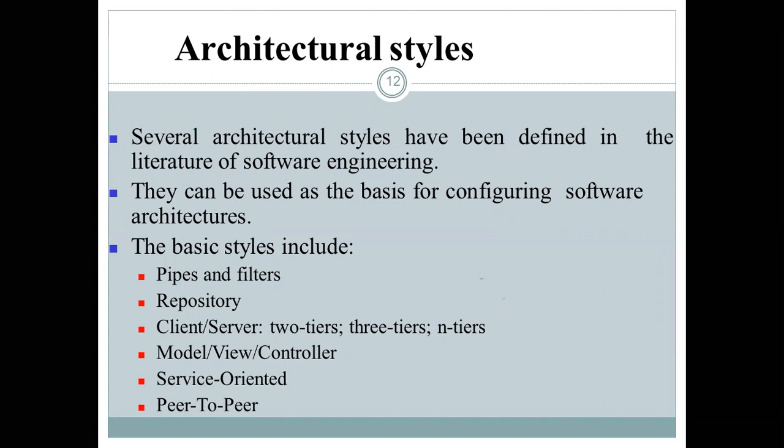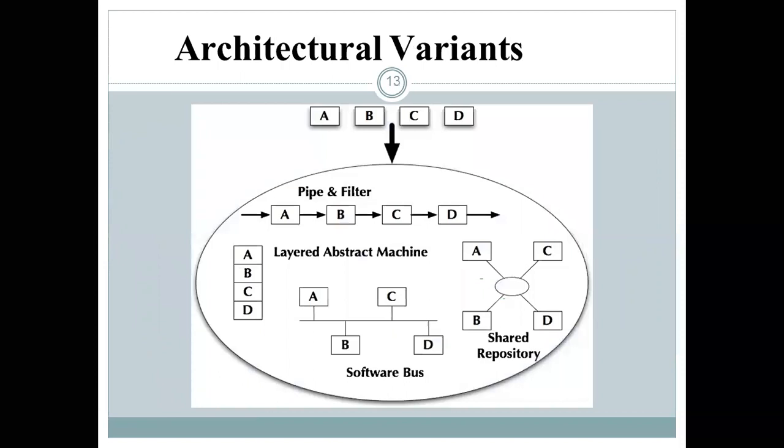Here you can see the architectural variants. These are the pipes and filters architectures. Here you can see the layered architecture, the layered abstract machine, the software bus architecture, and the shared repository architecture. In the layered architecture you can see layers A, B, C, D: the first, second, third and fourth layers. And this is the bus, and these are the components. You can also see the shared repository architecture.